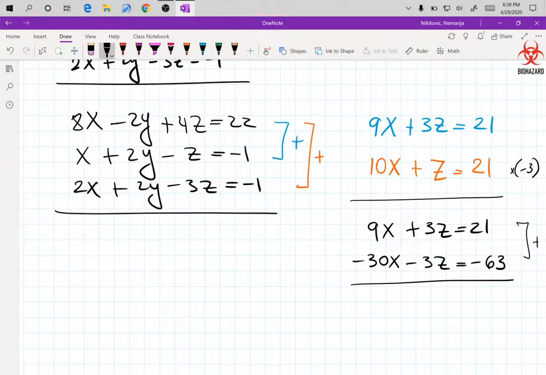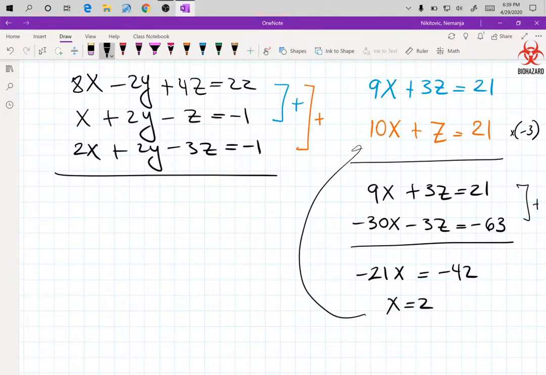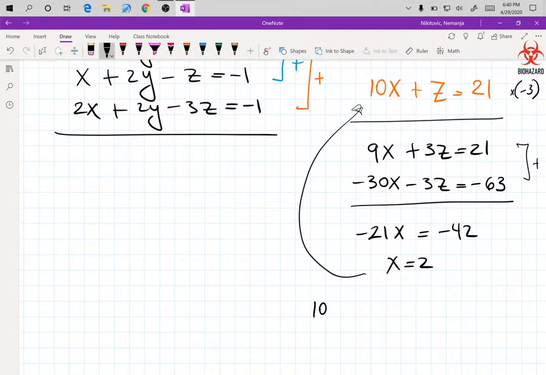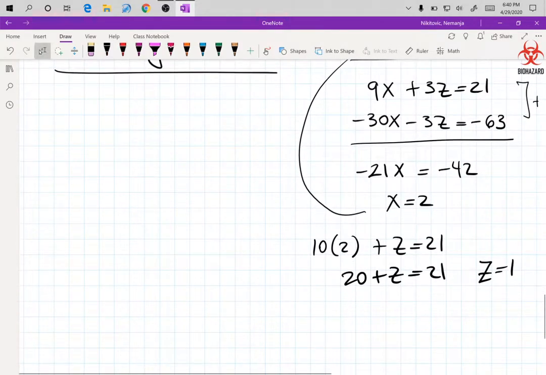So now when I add these two equations for our elimination method, I get -21x, z's are gone, and I get -42, from where x is clearly 2. And if x is equal to 2, we can go back to any of the equations, blue or orange, to calculate z. Now obviously the orange equation is better because it already has a single z. So that's 10 times 2 plus z equals 21. That's 20 plus z equals 21, and z equals 1, obviously, because 20 plus 1 is 21.